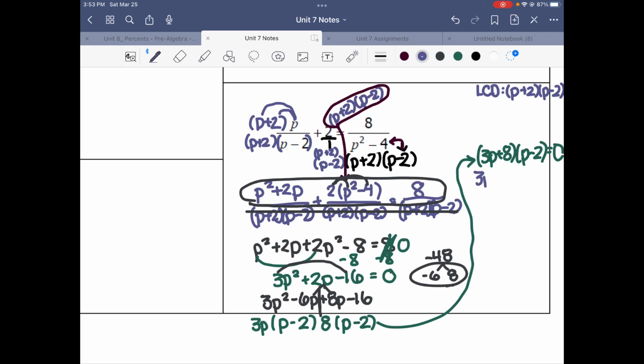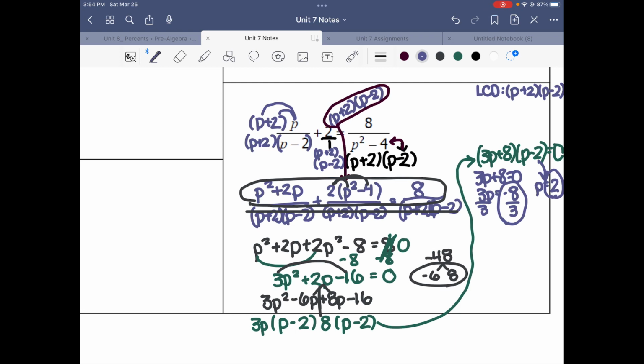Then I set each one equal to 0. The second one's going to give me an answer of 2, which is easy enough. But the first one is going to be 3p equals negative 8. Then you divide by 3. So negative 8 thirds and 2 are my answers.